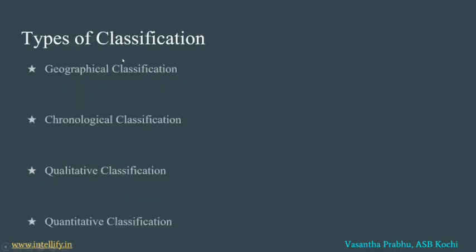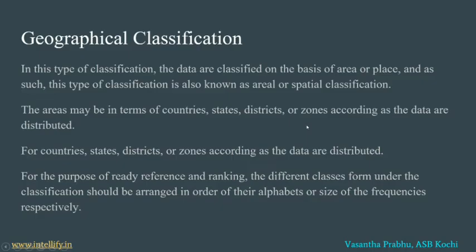Types of classification. We have four basic types of classification. First one is geographical classification, and the next one is chronological classification, and the third one is qualitative classification, and the fourth one is quantitative classification. Now we can see more detail about geographical classification.